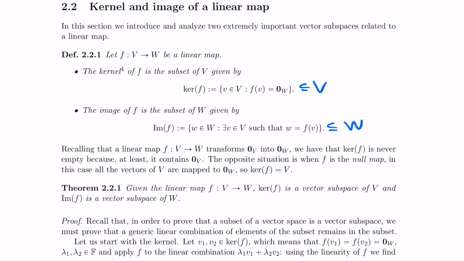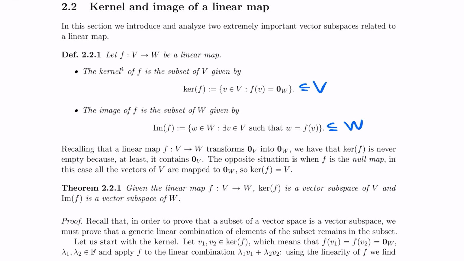The reason is that, by definition of vector space, V contains the null vector, and since F is a linear map, it transforms the null vector of V into the null vector of W. Hence, by definition of vector space and linear map, we have that the kernel of F has at least the null vector of V inside.